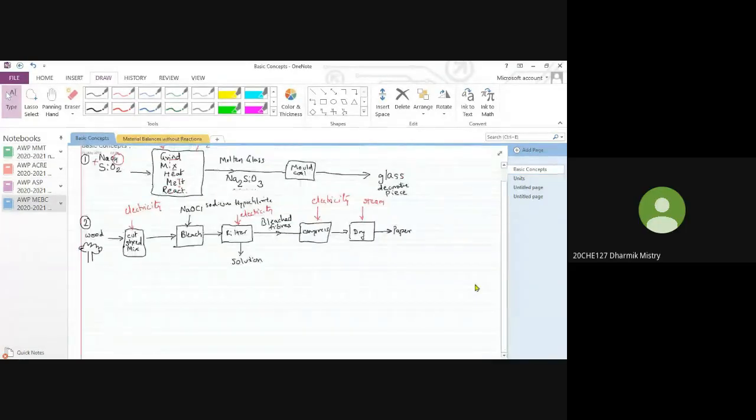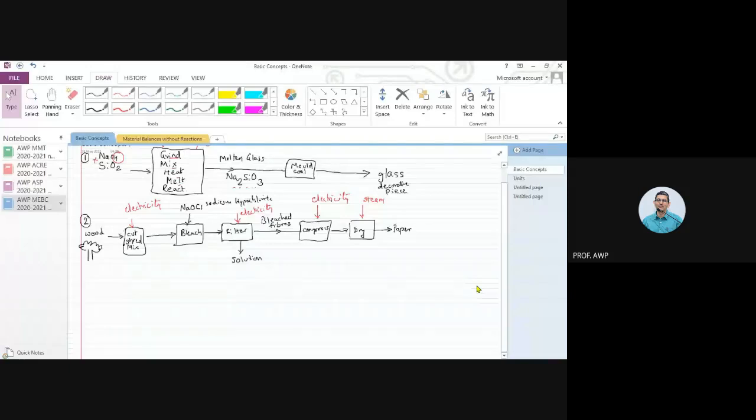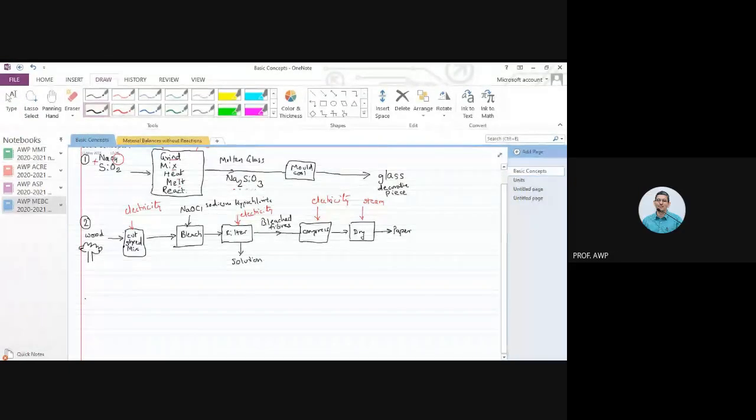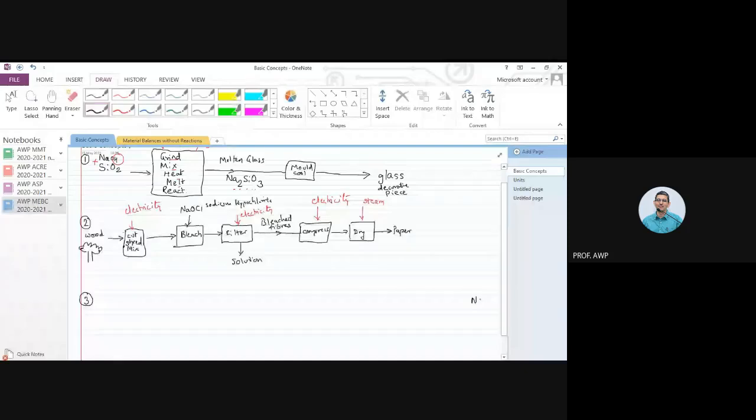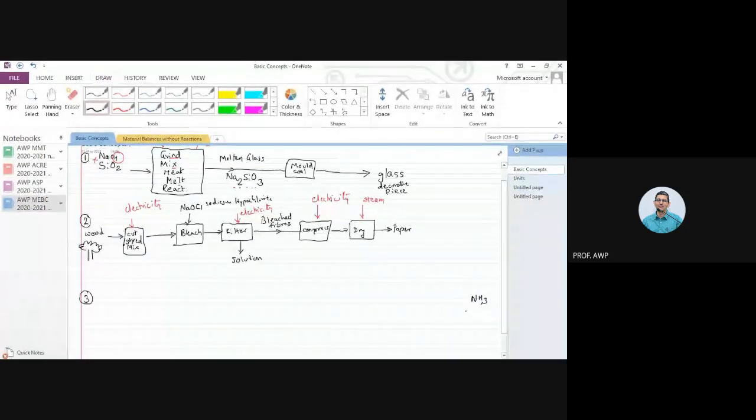So rubber. Any other chemical that we would like to talk about? It doesn't matter. Okay, ammonia. These are chemicals. All right, let's take ammonia. How do you think ammonia is made? Haber's process, N2 plus H2.